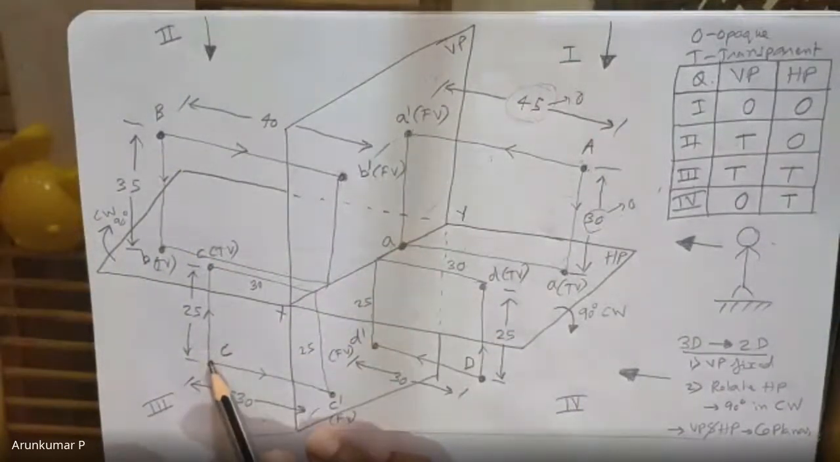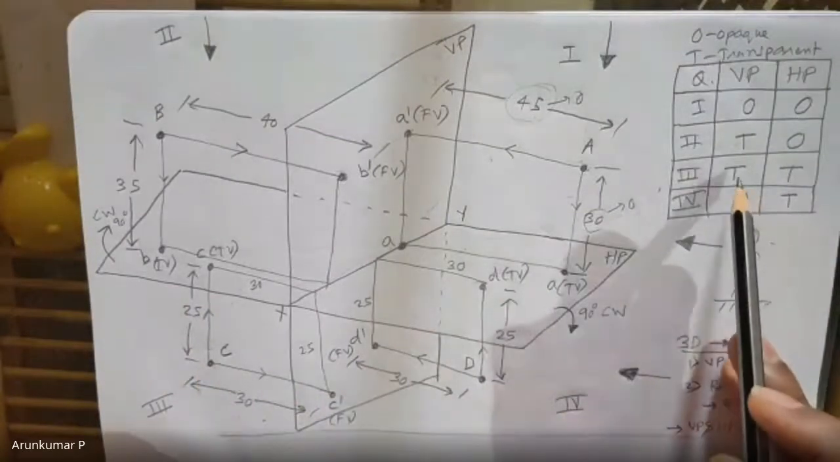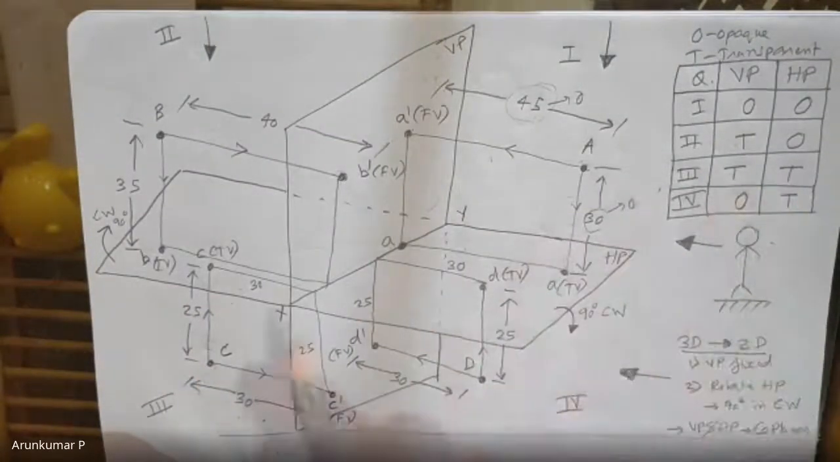Third quadrant, the point is behind VP and below HP. So you should make both HP and VP transparent if you want to get the front view on VP and the top view on HP.